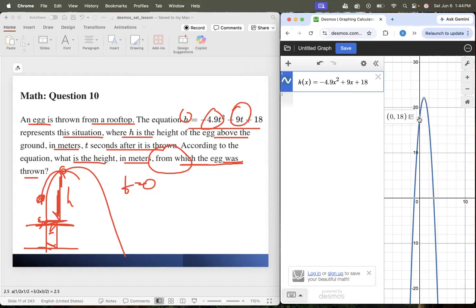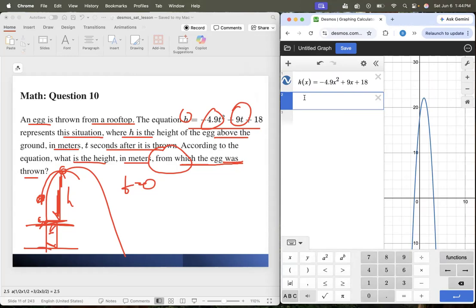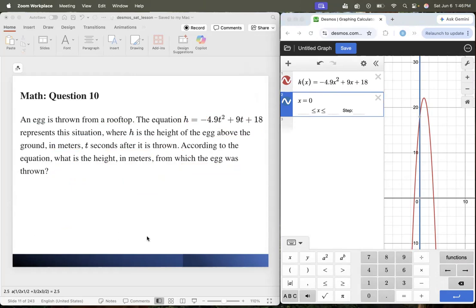And then 18 is the y-intercept. The other way you can tell is you can say s is equal to 0. So I'm going to put s is equal to 0, and you can see that's the intersection. The blue line intersects over here, and our y is 18. And that's a straightforward question that you should be able to get, even though it looks complex.